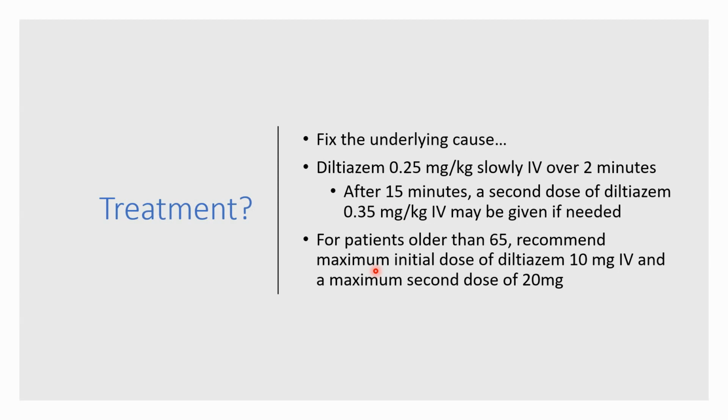The treatment for AFib RVR is first to consider the underlying cause, because a patient with AFib can't have sinus tachycardia. So what do they do? They go into AFib with a rapid rate. And again, that is the treatment. So if the patient's older than 65, you might want to give a lower dose.